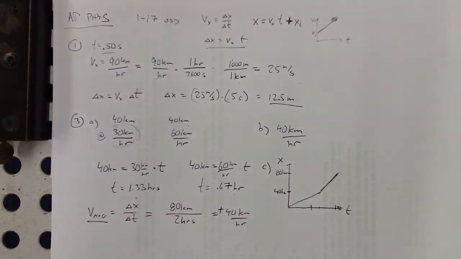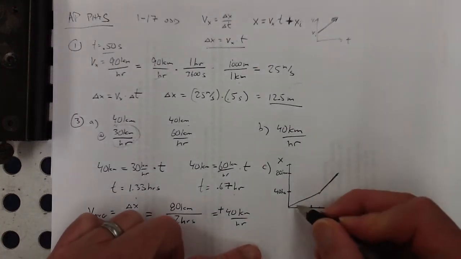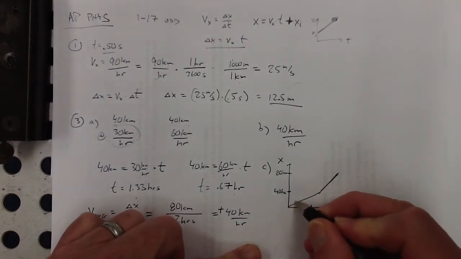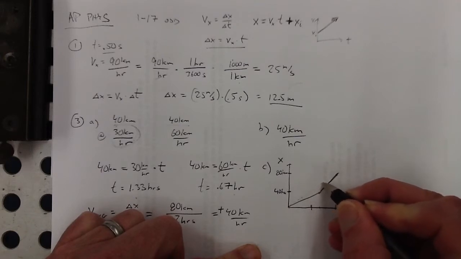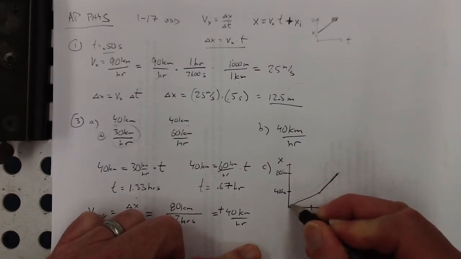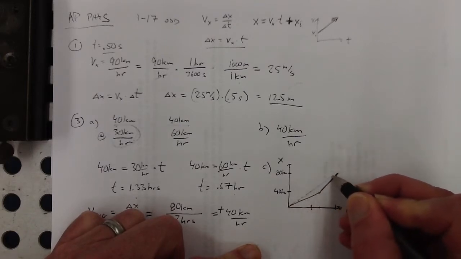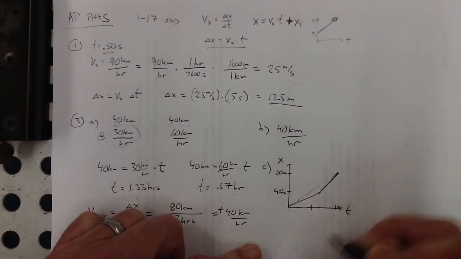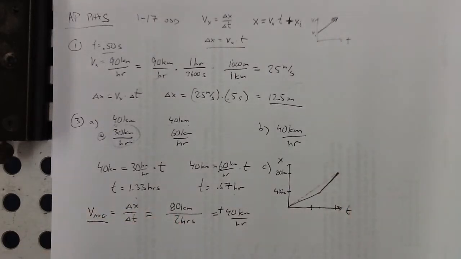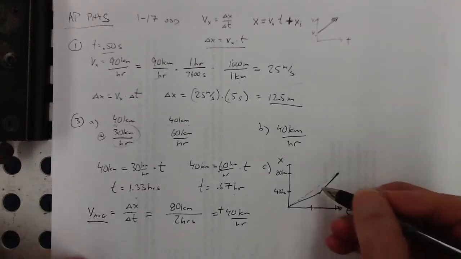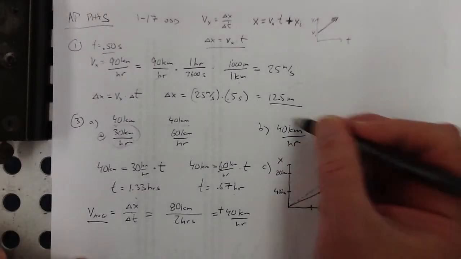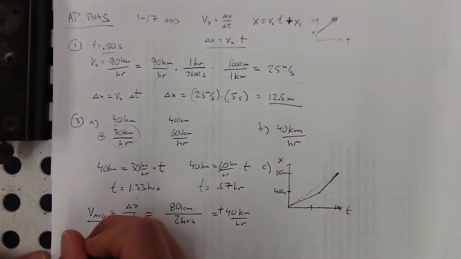And I think what they're looking for here is they want to nod to what we've been thinking about a lot in calculus, that the slope of this is the average velocity, right? So it's the slope of that secant line there. That's the average velocity. We know what the slope is of that. It's 40 kilometers per hour.